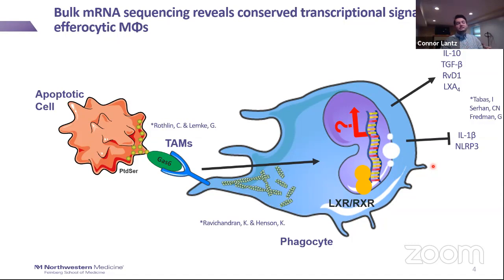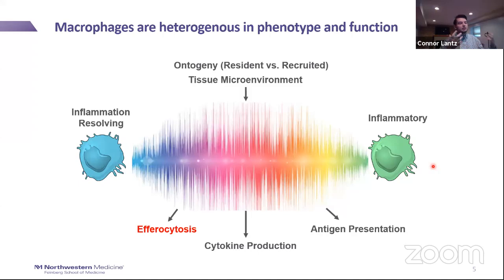However, most of these studies have just focused on both populations of macrophages as a whole. And as I've shown in the myocardium, we have a wide spectrum of macrophages that are heterogeneous, both in their phenotype and their function. It's not just ontogeny, but also the tissue microenvironment and previous stimulation that drives the macrophage phenotype along the spectrum. And this leads to a wide range of efficiencies at certain macrophage functions, such as efferocytosis and cytokine production.